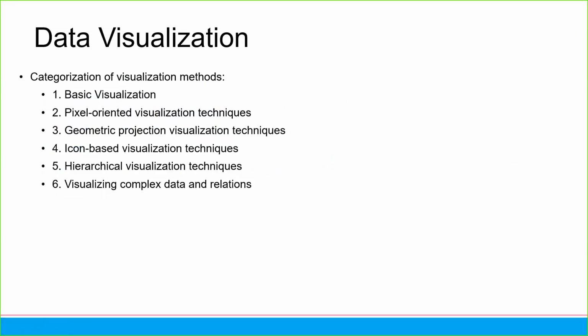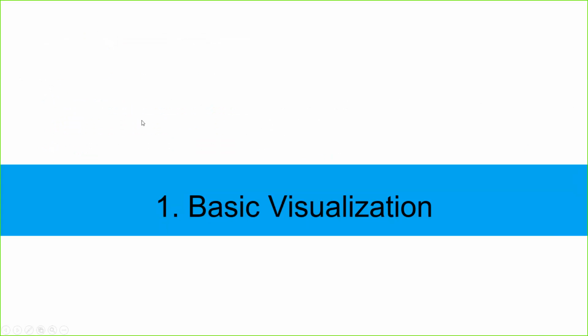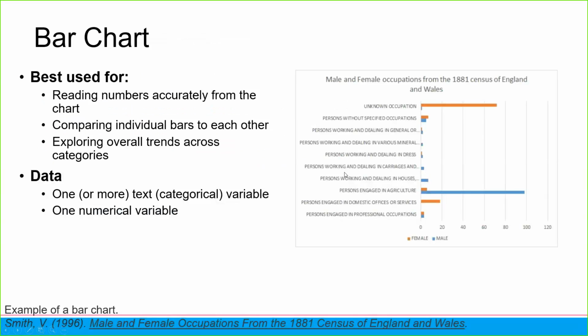These are some categories of visualization. Let's consider the basic visualization first. Bar chart. I think this is the most common chart. It is best used for reading numbers accurately from the chart. It can compare individual bars to each other, and it explores overall trends across the categories.